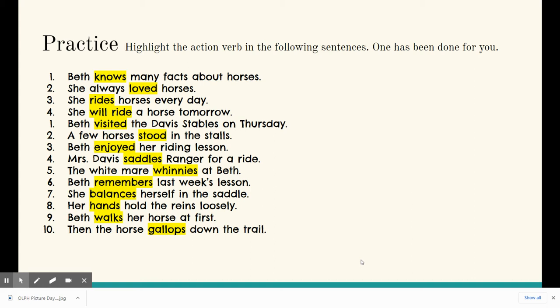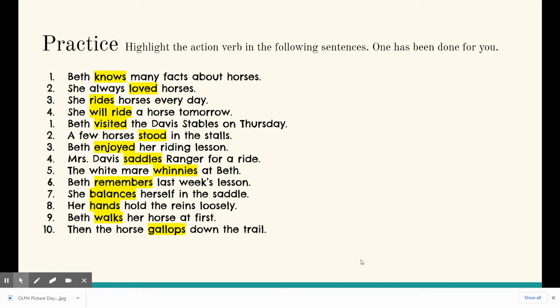If you didn't include will, I understand. We haven't really talked about helping verbs yet. But will is part of the verb because it tells us the time that this will take place. It's in the future. Beth visited the Davis stables on Thursday. Visited is the action that Beth did. A few horses stood in the stalls. Stood is the action that a few horses did.